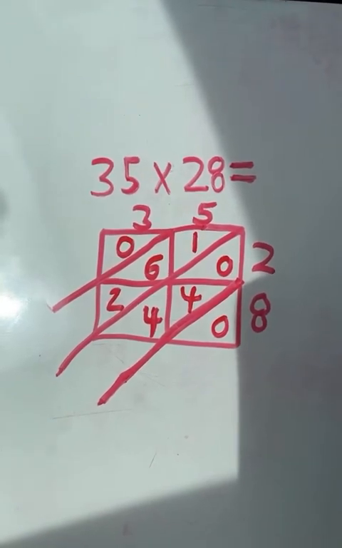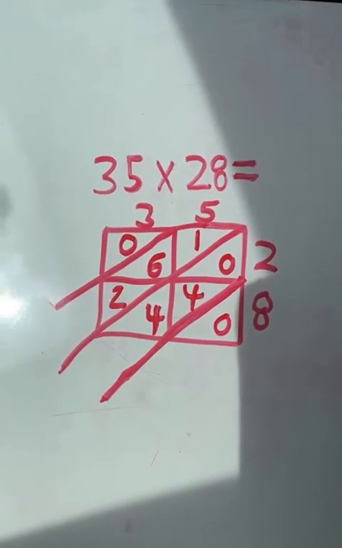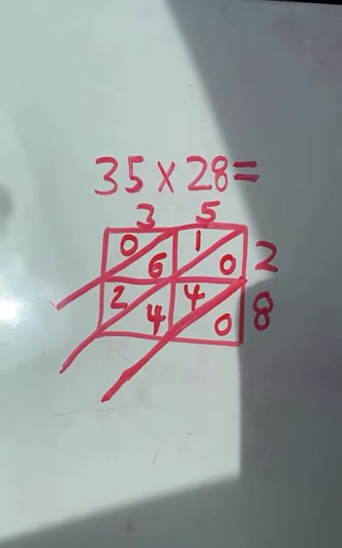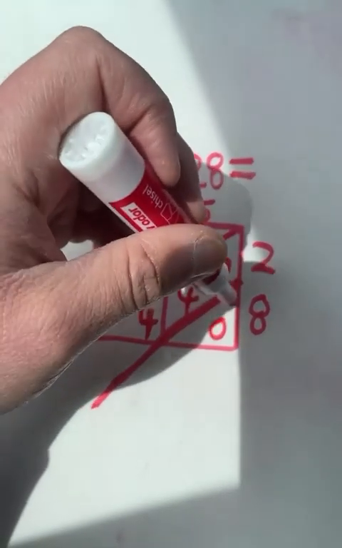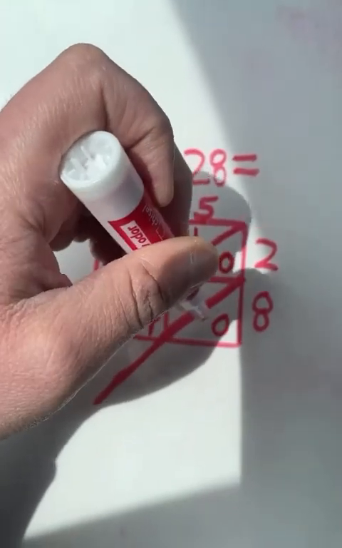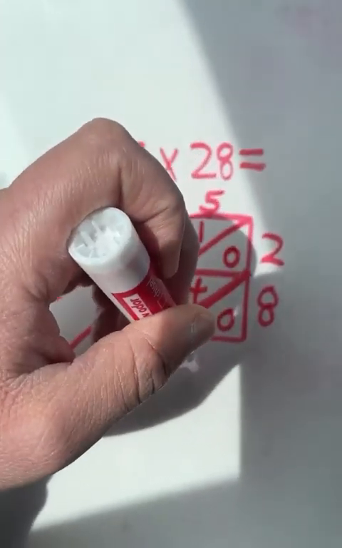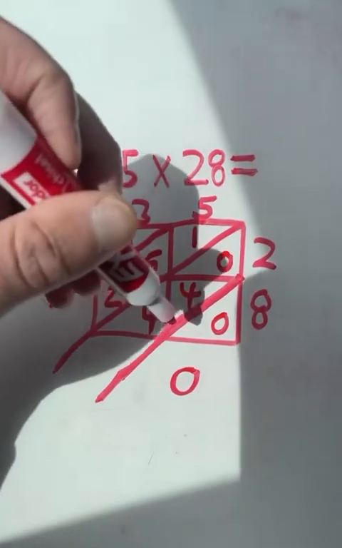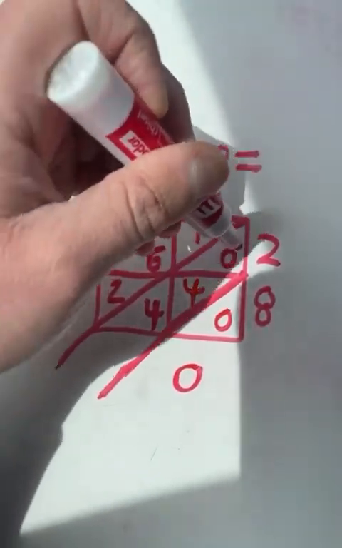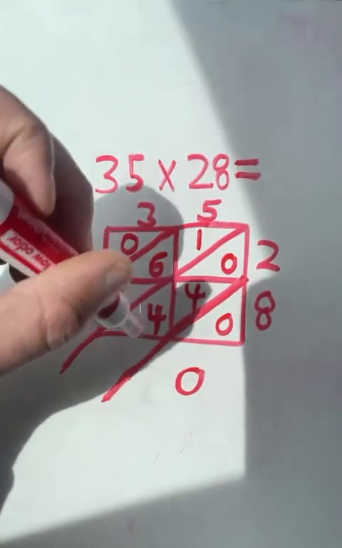Now the last step is we have to add all the numbers together within the square going along each of the different diagonal lines. So if you look along this diagonal line, the only number within the square is 0, so we're going to put a 0 here. Next, we are adding the numbers in between these two diagonal lines. 0 plus 4 equals 4, plus 4 equals 8.